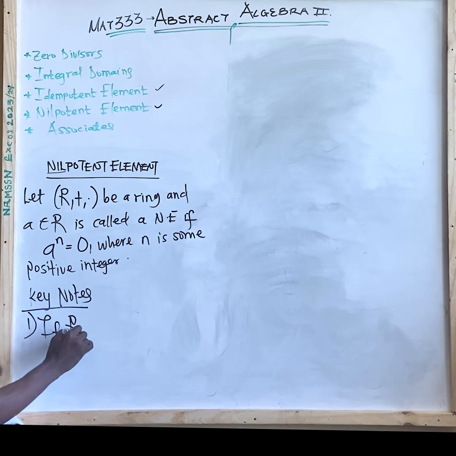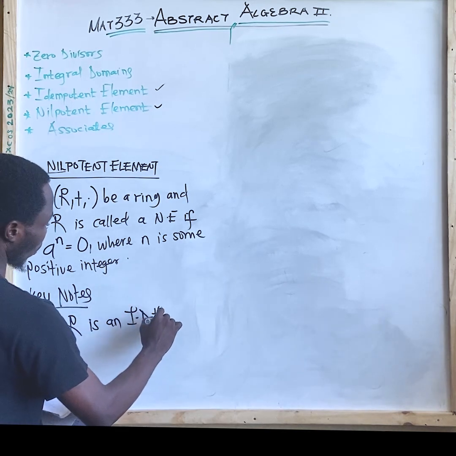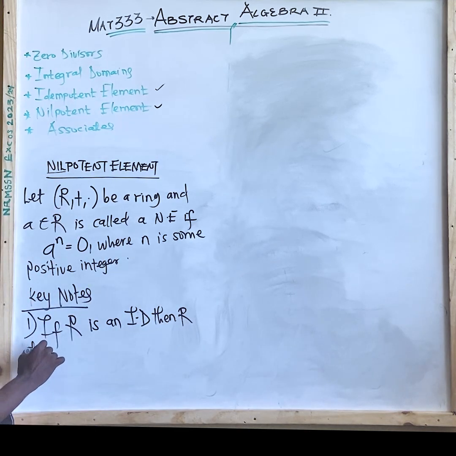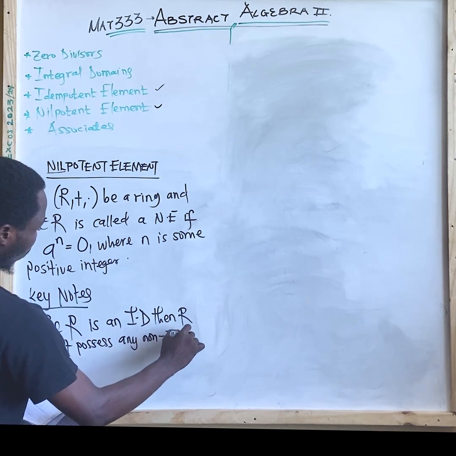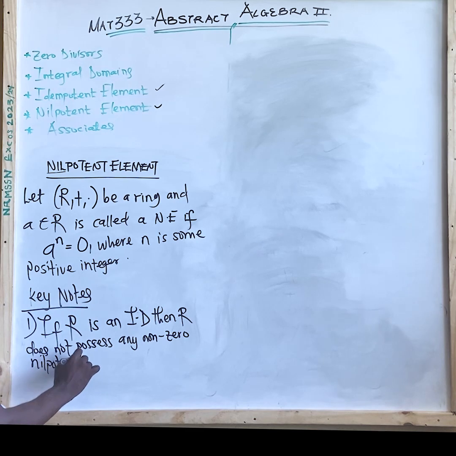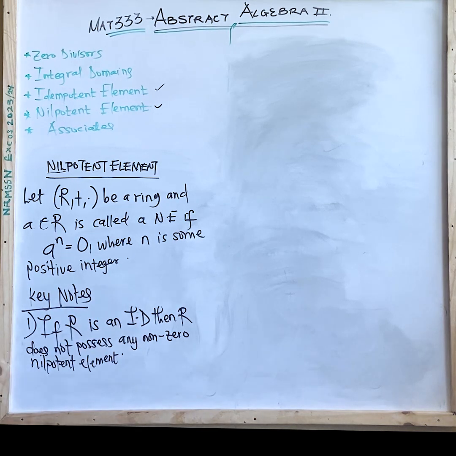So take note, if the ring we are looking at is an integral domain, sorry. I think I've given what an integral domain is. An integral domain is a commutative ring with unity that has no zero divisors. So if R is an integral domain, then R does not possess any non-zero nilpotent element. That's number 1. These are all on integral domain. Let's just move on.